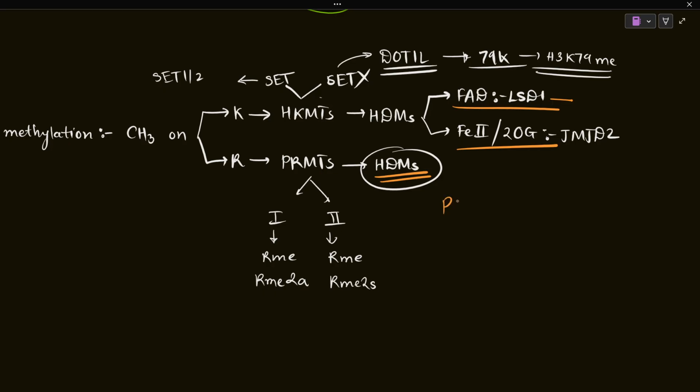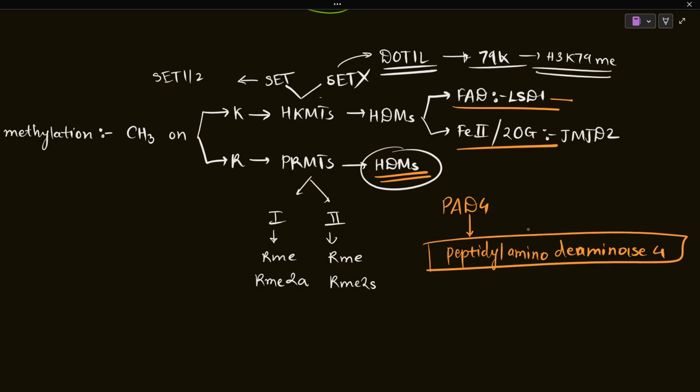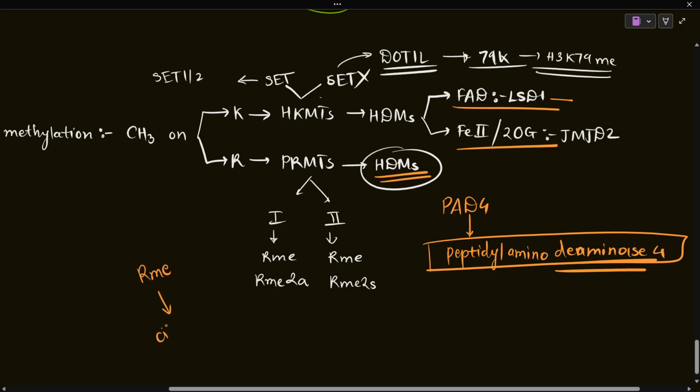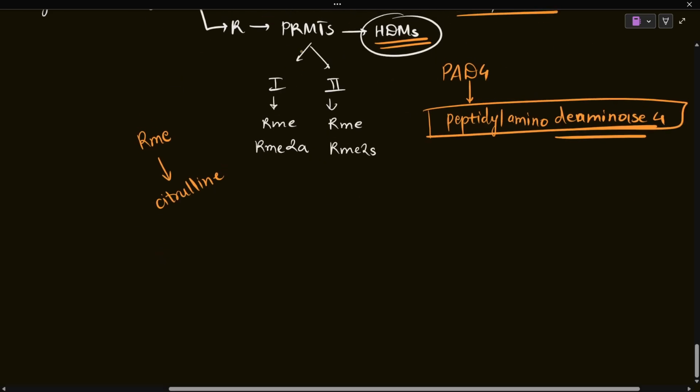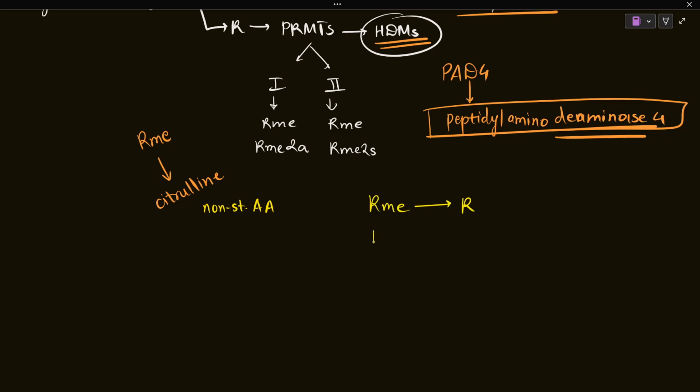Rather, there is an enzyme known as PAD4, peptidyl arginine deiminase 4. This PAD4 enzyme is actually a deiminase. It does not demethylate the arginine, but it can replace the methylated arginine with citrulline. If you do not know, citrulline is a non-standard amino acid. We could call this demethylation if the methylated arginine was replaced by arginine, but it is actually replaced by citrulline, and as of now we do not know any mechanism by which this citrulline is removed and replaced by arginine. So we do not consider PAD4 as an arginine demethylase as of now, because we do not have sufficient information on this.